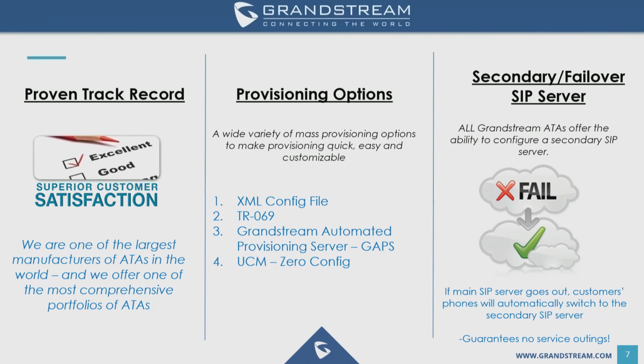I think one of the most overlooked features of Grandstream products, and specifically these gateways and ATAs, something that we even forget about, is the secondary SIP server, or the failover SIP server, or whatever you want to call it. All of our devices, including these gateways and ATAs, let you build in a secondary SIP server, so if the main SIP server or the main service goes down, the IP phones, the whole network, the devices will automatically switch to that secondary SIP server, guaranteeing no service outages.